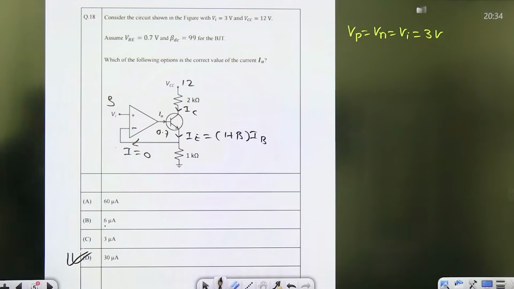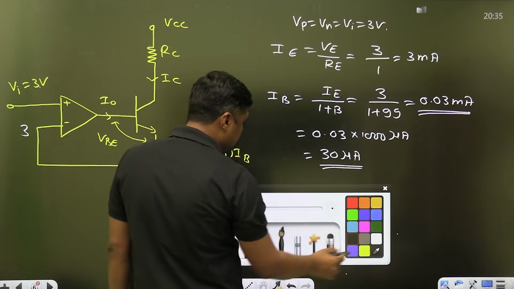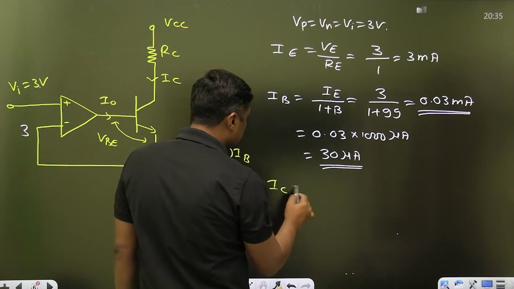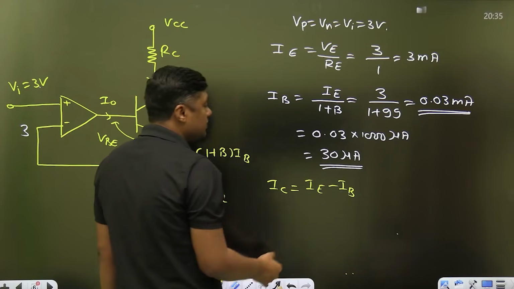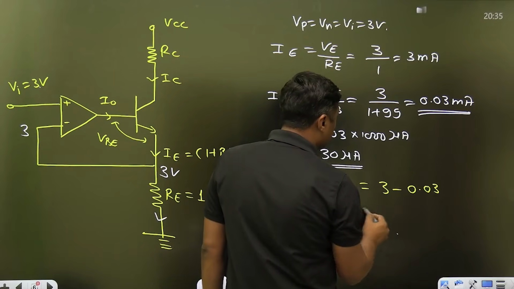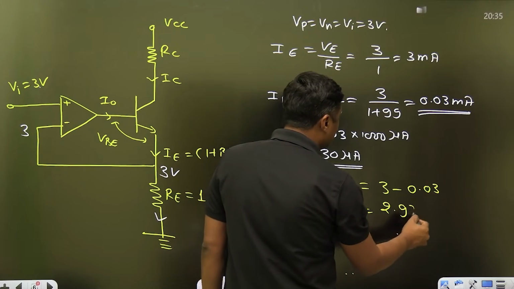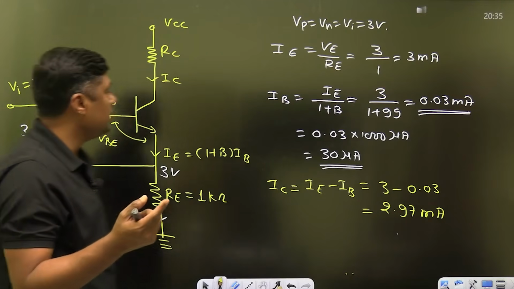Okay. Now we have the value of the IE. What is the value of the IE? 3 milliampere. What is the value of the IC here? IE minus IB, because IE is equal to IC plus IB. So IE is 3 minus 0.03. It will become 2.97 milliampere. If the IC is required, that is 2.97 milliampere.